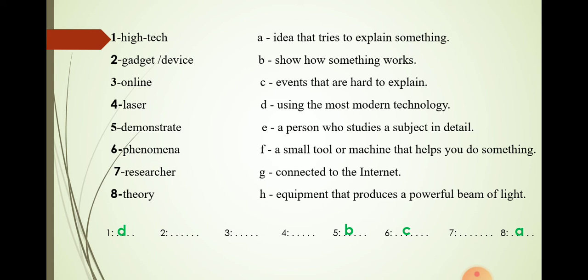Next, a person who studies a subject in details. Someone who studies things, let's say subjects, in details. This is the researcher. The next one, a small tool or machine that helps you to do something. It's the gadget or the device. Then next one, connected to the internet. Everyone now knows about online, everyone is connected today, so it's online. Then the last one, equipment that produces a powerful beam of light. Powerful beam of light, this is the laser.